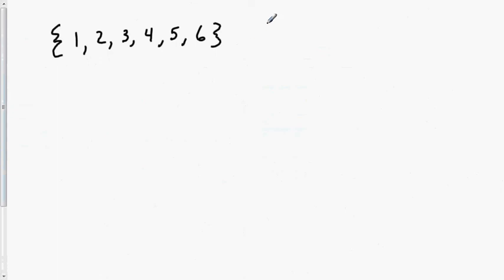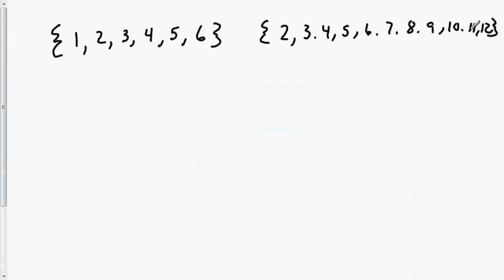What are the outcomes of rolling 2 dice together? Well, you can't get a 1, but you can get 2, which would be snake eyes, all the way up to 12, double sixes. So you get 2, 3, 4, 5, 6, 7, 8, 9, 10, 11, or 12. These are the outcomes associated with those two things.